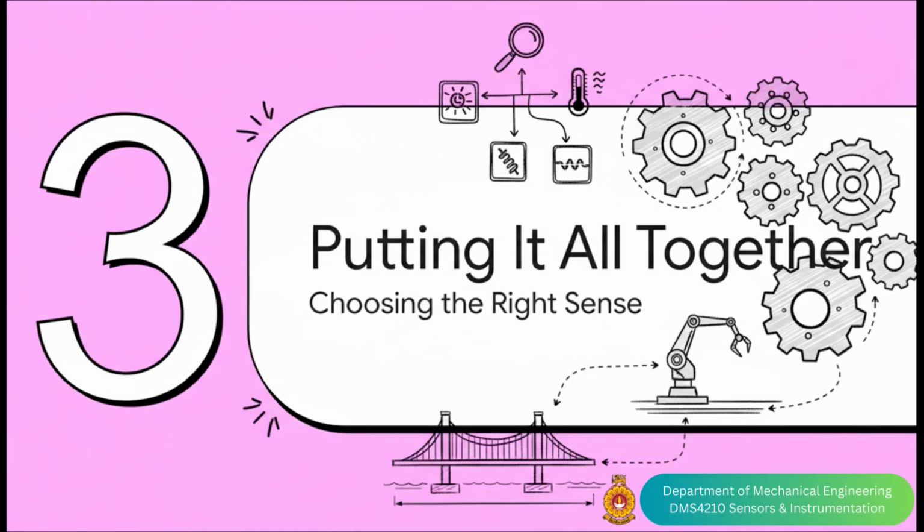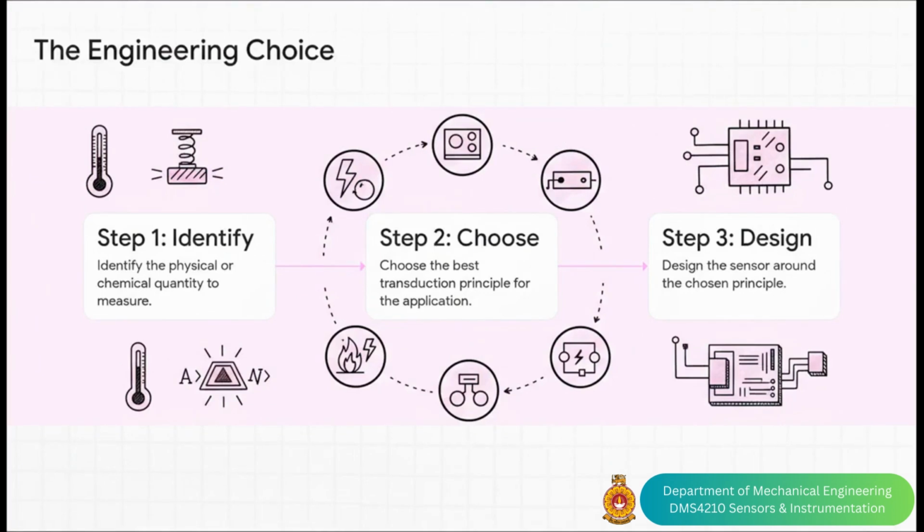So, we've just run through 8 totally distinct ways that technology can sense the world. And, this isn't just a random list of facts. This is a practical toolkit. It's what engineers actually use to decide how to build all the smart devices we rely on every single day. The process is really logical.